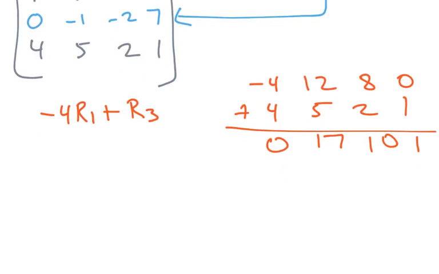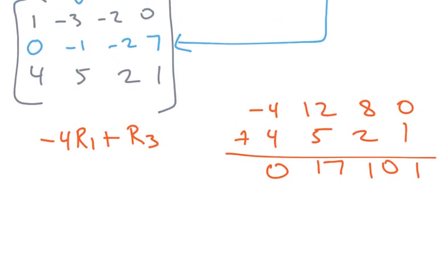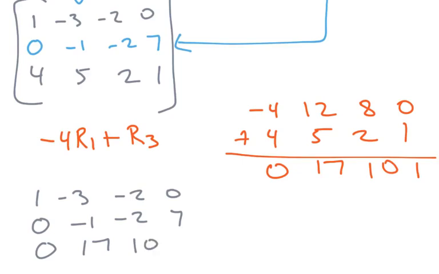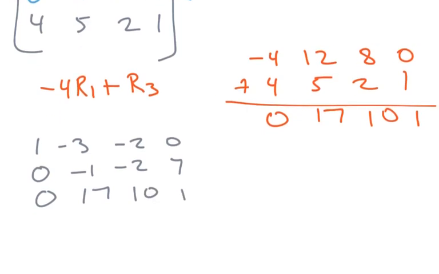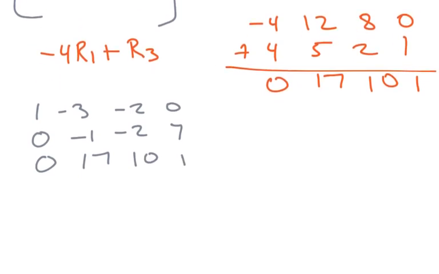So this is going to be, again, the only thing I'm changing is row 3. So 1, negative 3, negative 2, 0, 0, negative 1, negative 2, 7, 0, 17, 10, and 1. Actually, let me rewrite the last one: 0, 17, 10, and 1, so that it sticks out. That's the one that I changed.